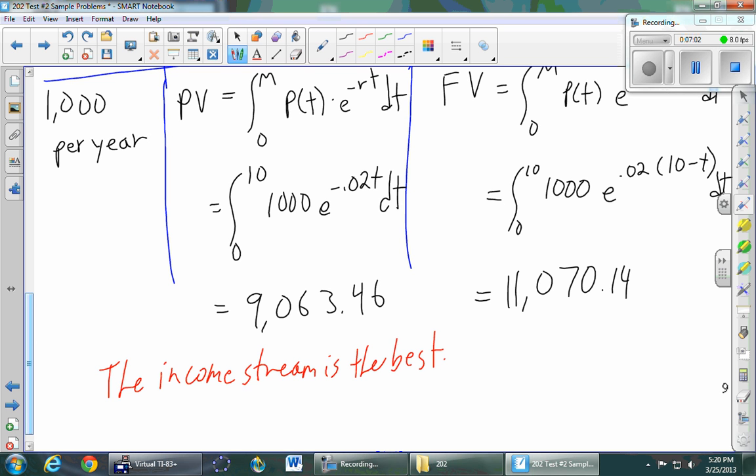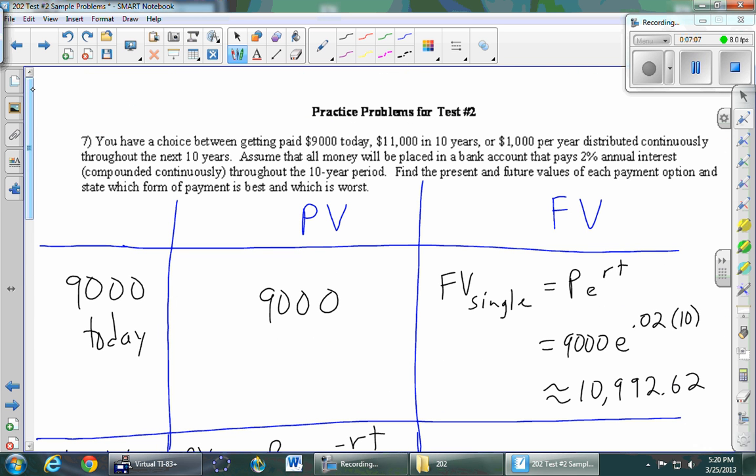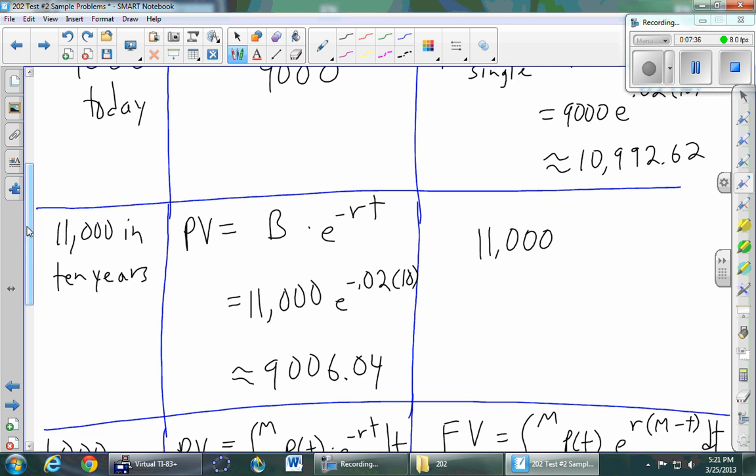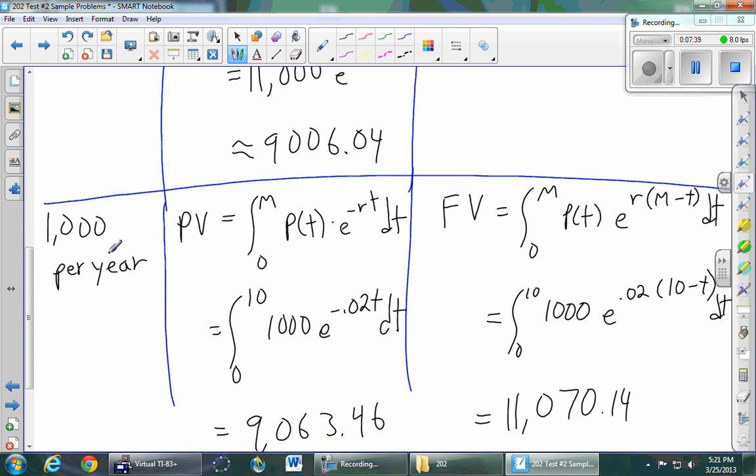Now, which one is the best is also dependent on the interest rate, and might be good to explore what effect changing the interest rate has. If you decided to make that 2% a 5%, all of a sudden maybe the bottom row isn't the best one. If you changed it to a 1%, if you changed it to 10%, it might be just a good exercise. If you're interested in exploring this, what kinds of percentages make the first row the best one, the $9,000 today? What kind of percentages make the $11,000 in 10 years the best? And what kind of percentages make this $1,000 per year the best? So just something to think about if you're interested.